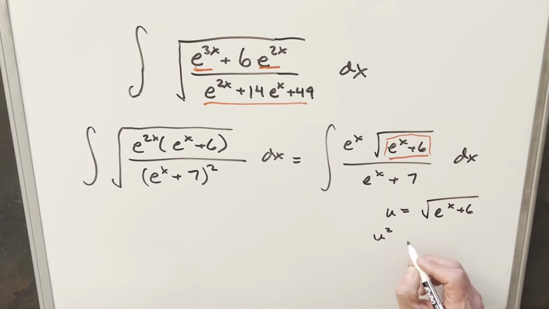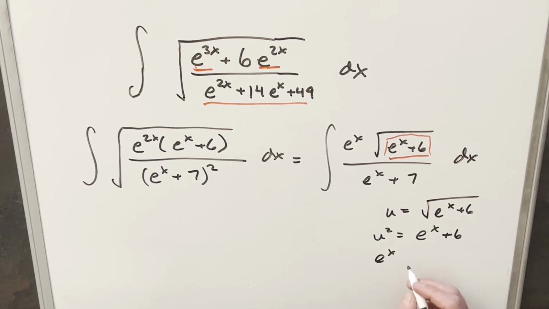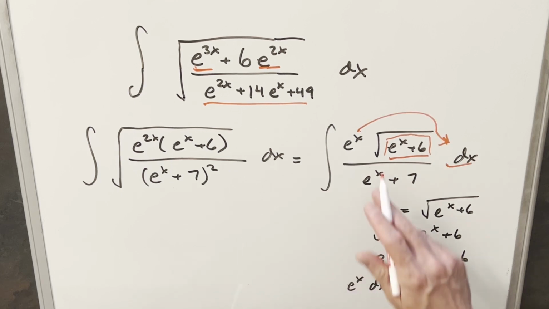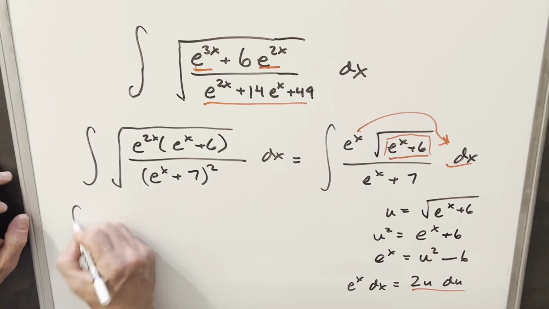So if I square both sides, we'll have u squared equals e to the x plus 6. And then solving for x, we have e to the x equals u squared minus 6. And then I'll take a derivative. So we're going to have e to the x dx equals, derivative over here is going to be just 2u du. If I move my e to the x to the end and we group it with dx, we have this 2u du. So what I'm going to do is make this substitution right now.